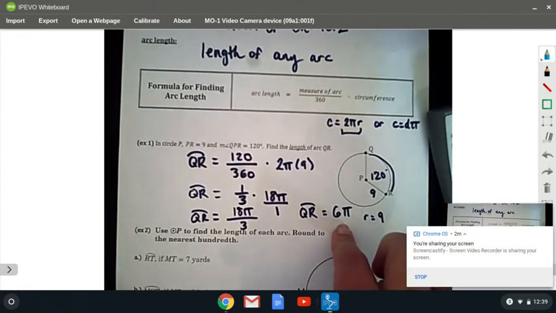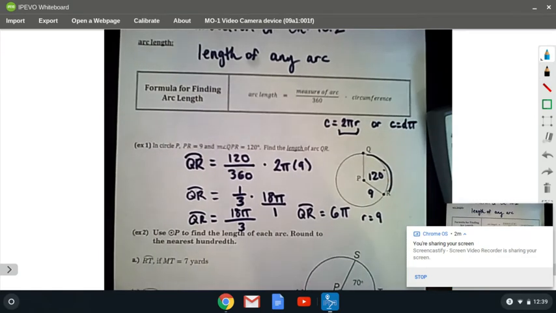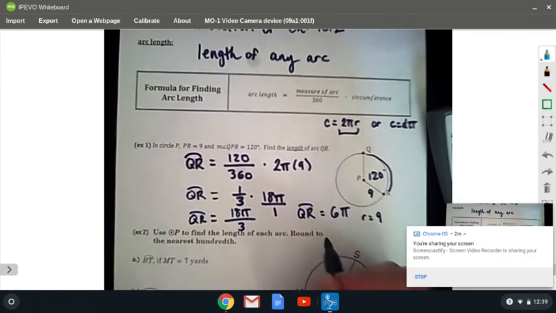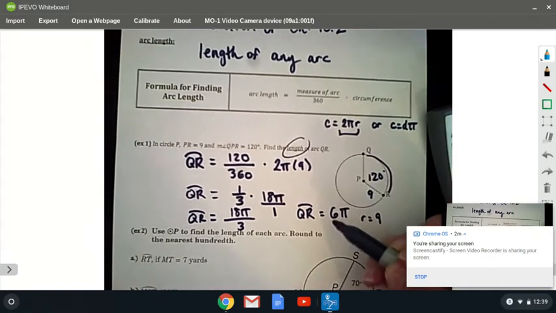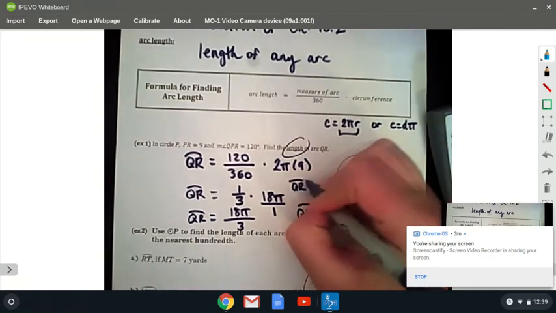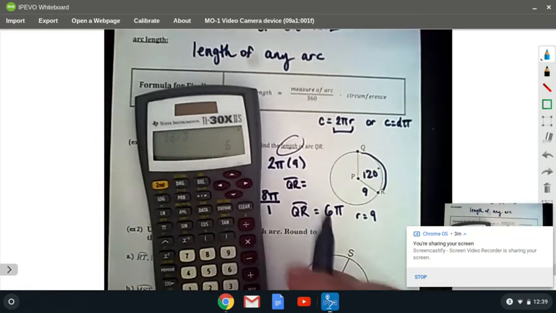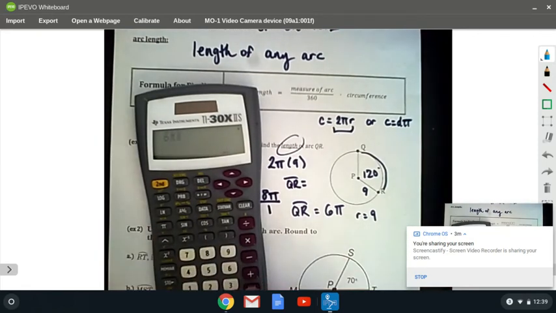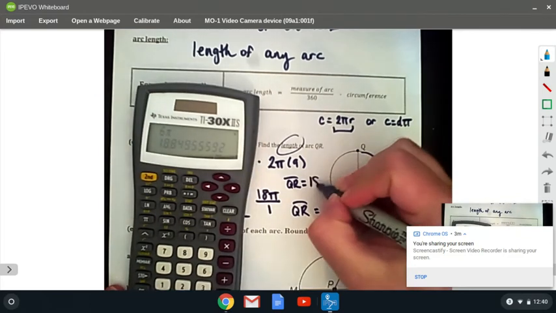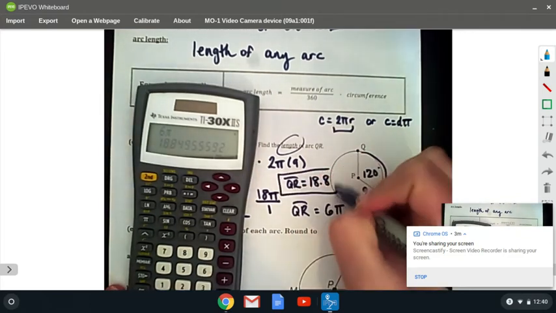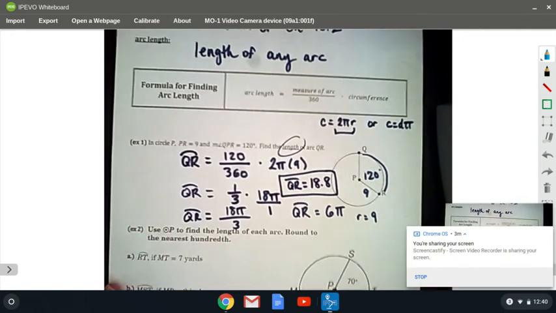Now in your calculator, I would prefer you to go ahead and do it. If I asked you to leave it in radians, that would be an answer, but I want an actual length. So I'm going to go ahead and put that in my calculator. So I'm just going to do 6 pi, and that gives me 18.8. That is my arc length.